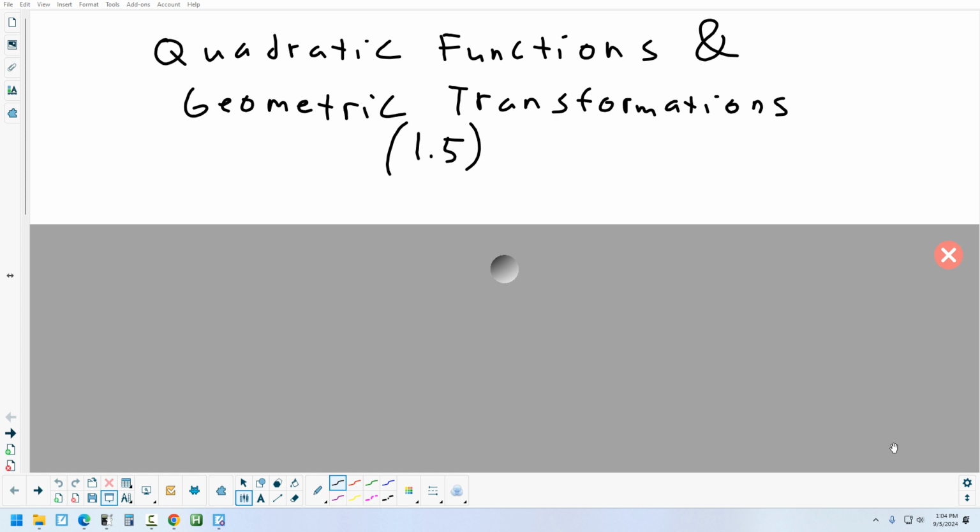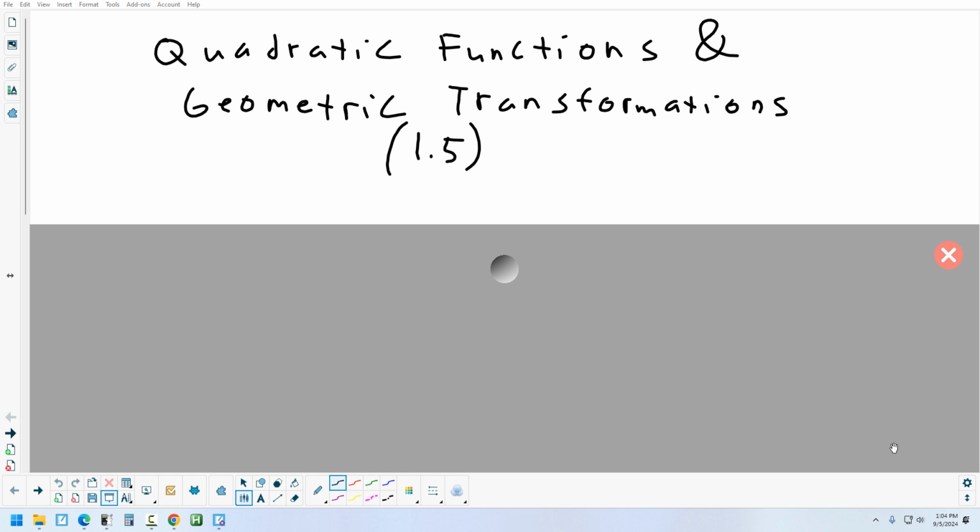All right, so today we are going to look at section 1.5, and it's on transformations. Basically, a transformation is when you take a function and you either move it up or down, move it left or right, stretch it, or compress it, or flip it. Those are the different transformations that we'll look at.